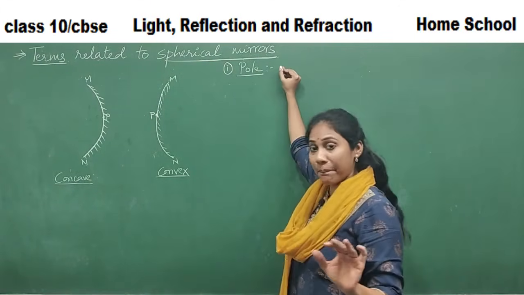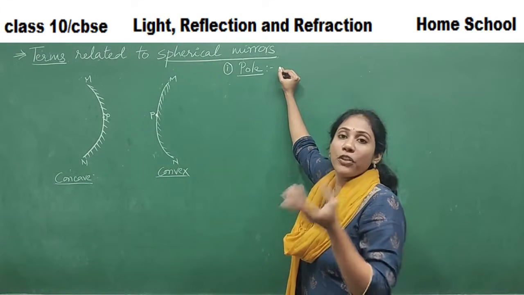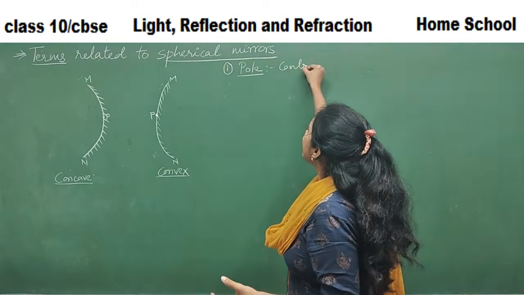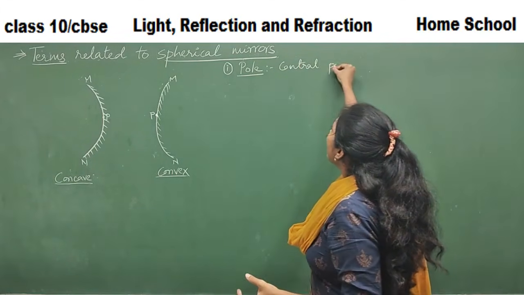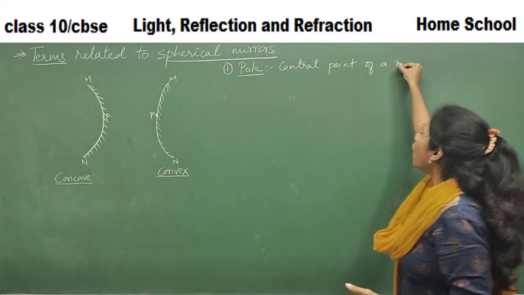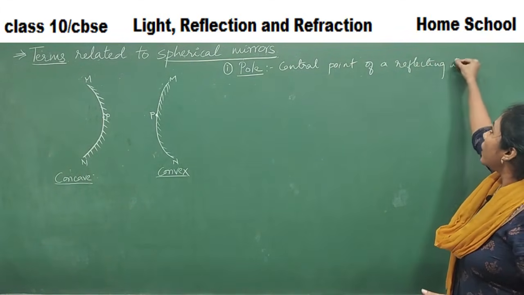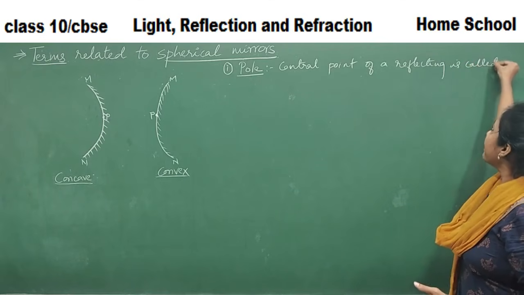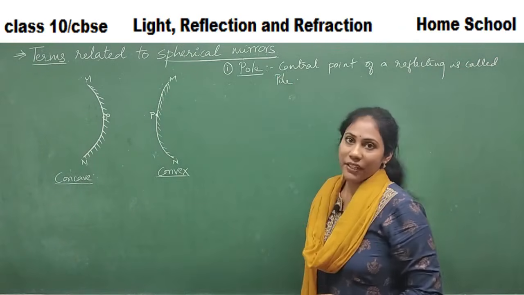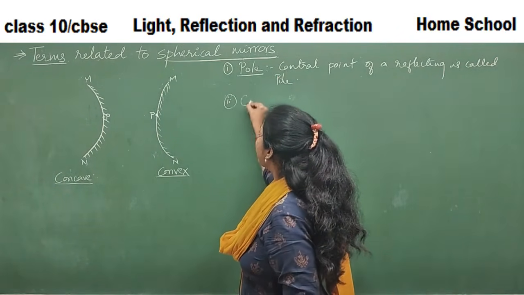Definitions are important. They can be asked in the examination. So carefully note down all the definitions. The central point of a reflecting surface is called the pole. The very first term is our pole. Fine. And the next term is the center of curvature.